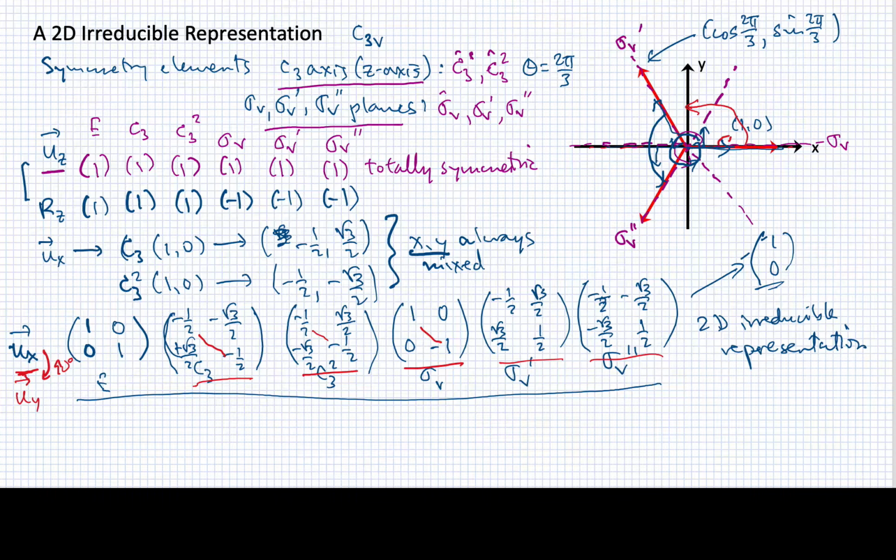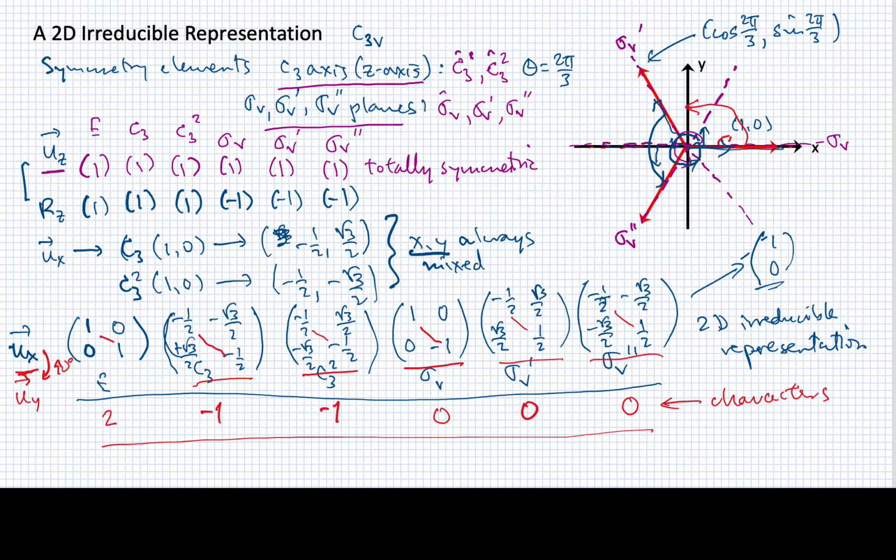All right, so the sum of these two diagonal elements in each case would remain the same no matter how much I rotated this. So the sum of those diagonal elements for each of these is, in the case of E, 2. In the case of C3, it's -1. In the case of C3 squared, it's -1. And then for each of the sigma V's, it's going to be 0. So here we have a consistent set of numbers, and these are the numbers that we use to represent the characters when we have a higher dimensional point group or higher dimensional irreducible representation.